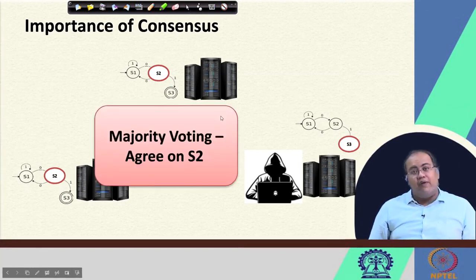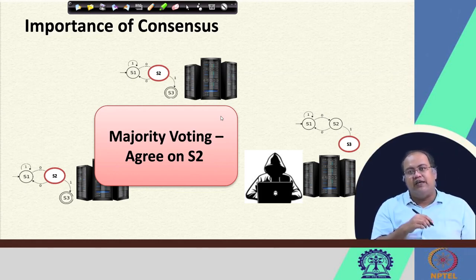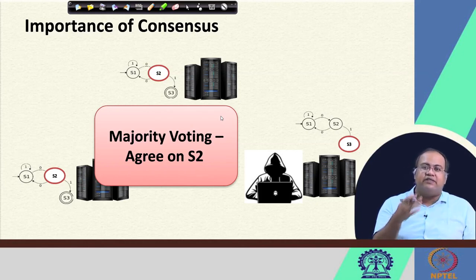where we will go for a certain kind of majority voting. So, here I have 3 different servers or 3 different replicas. If you take a majority vote, you will find that based on the majority voting they agree on S2. So the final consensus state is S2.